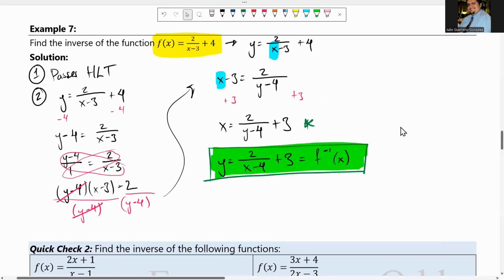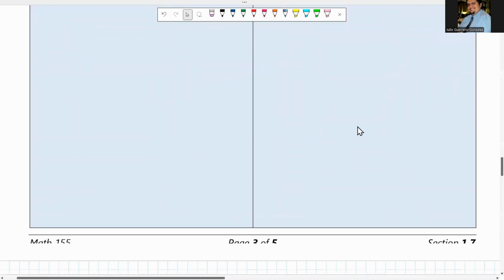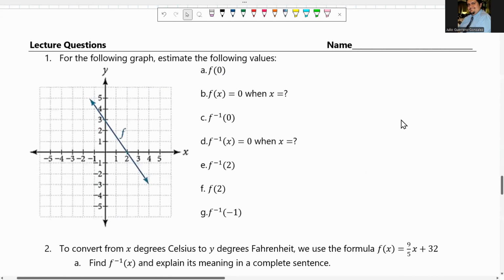After that, I've got one more quick check. These are going to be pretty involved, so I'm going to give you a fair amount of time to do them. And after that, lecture questions. This is a short section, but it's a beefy section, so take your time with it.